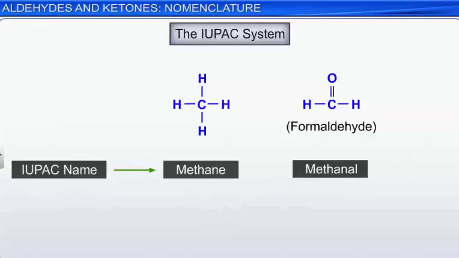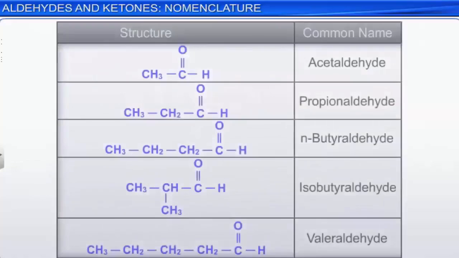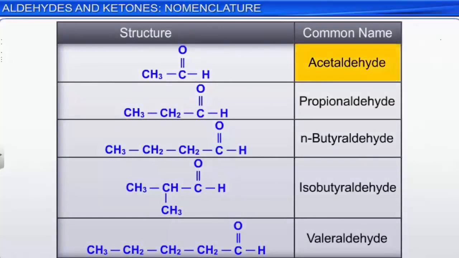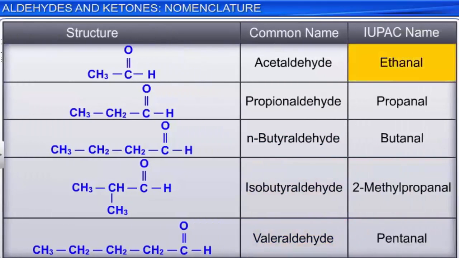Similarly, the IUPAC names for acetaldehyde, propionaldehyde, n-butyraldehyde, isobutyraldehyde, and valeraldehyde are ethanal, propanal, butanal, 2-methylpropanal, and pentanal respectively.